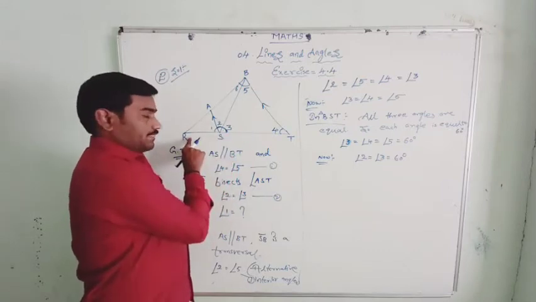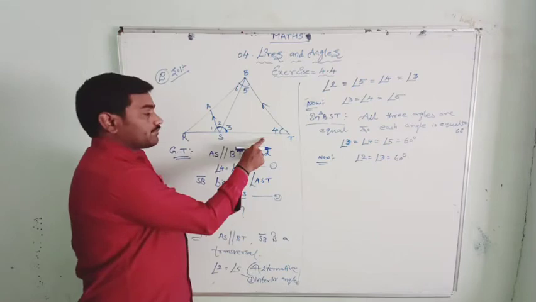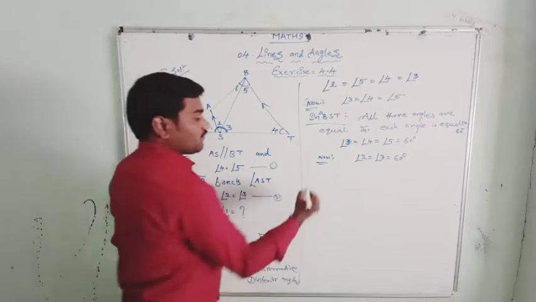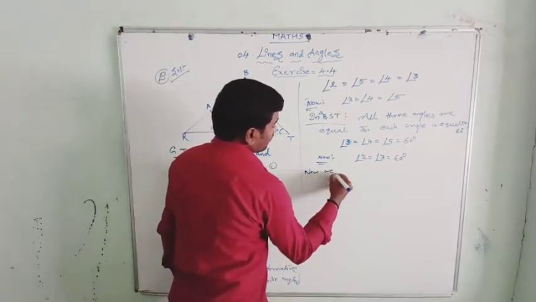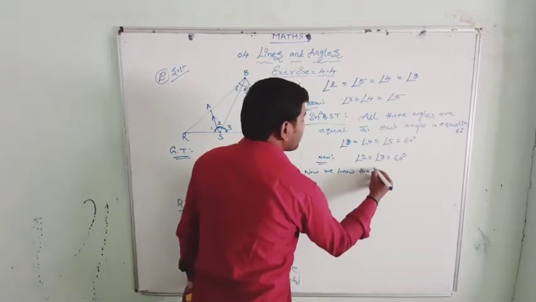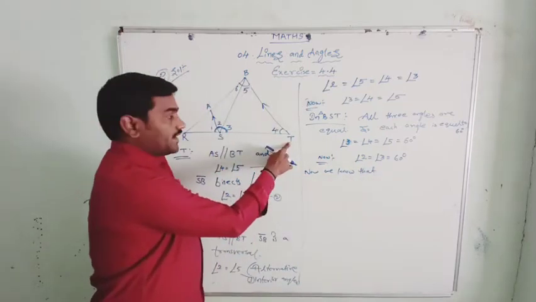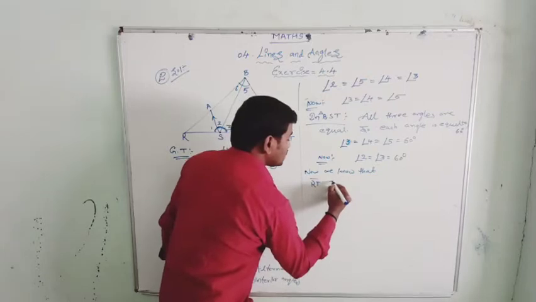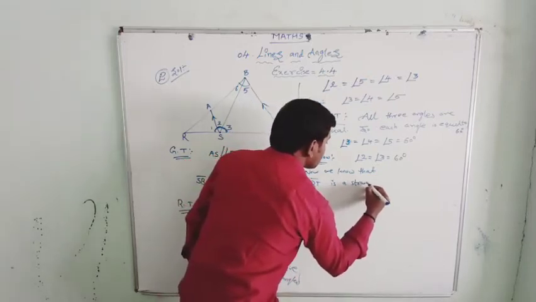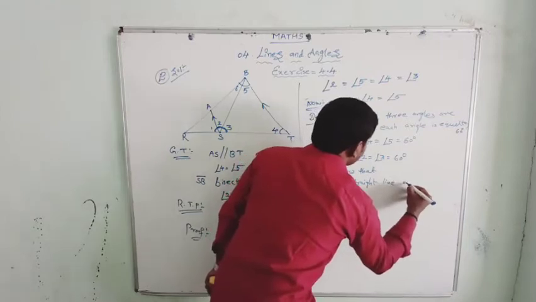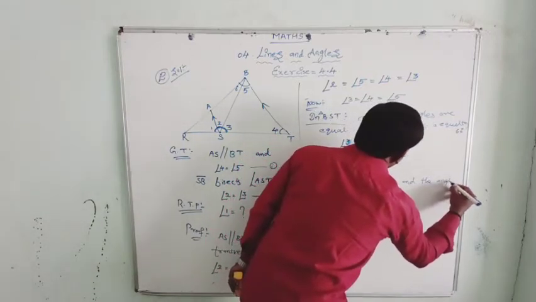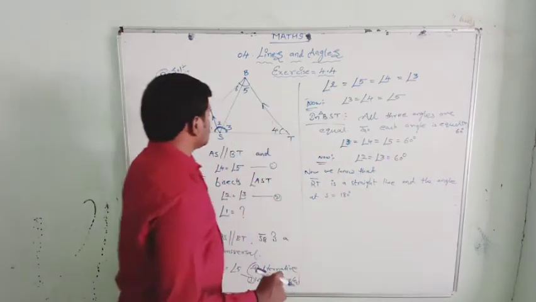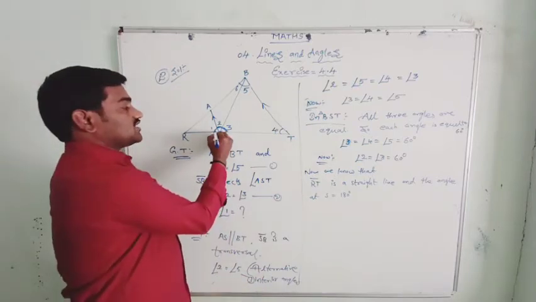But here RT is a straight line. The angle at S will be equal to 180 degrees. Now we know that RT is a straight line and the angle at S is equal to 180 degrees. So the angle at S is equal to 180 degrees. That means this semicircle is equal to 180 degrees.